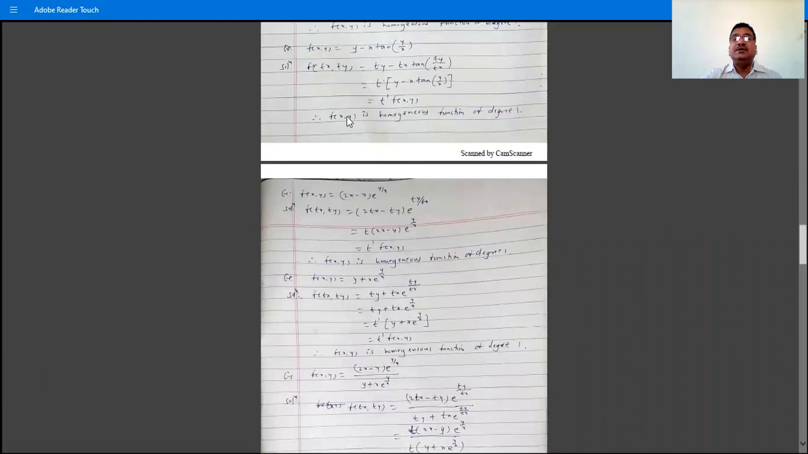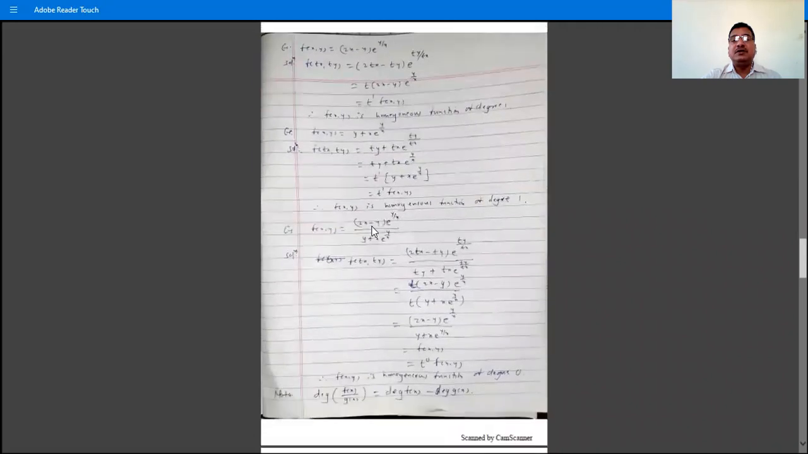Then y minus x into tan y by x is again a homogeneous function of degree 1. How can we check? We can find f(tx, ty). It is t raised to 1 f(x,y). And therefore these are homogeneous functions.